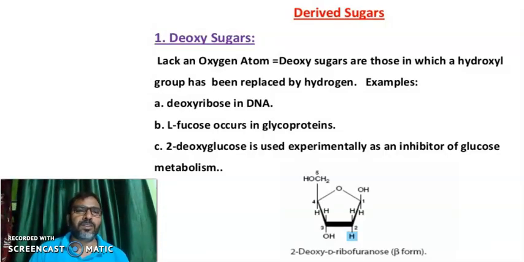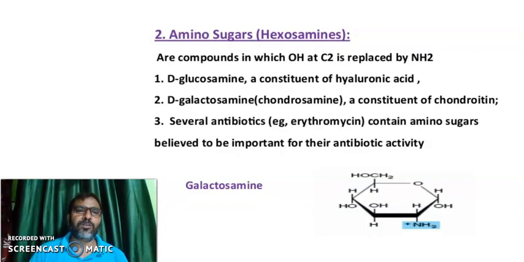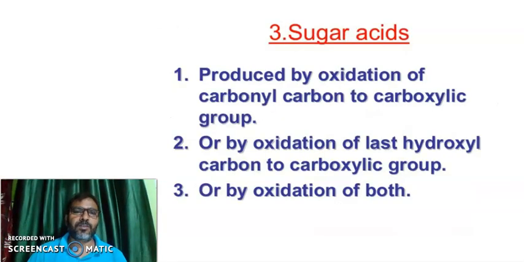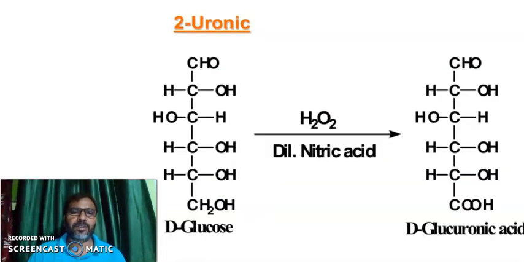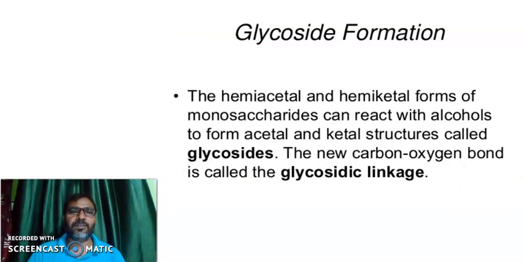Derived sugars. Deoxysugars lack an oxygen atom; they are those in which a hydroxyl group has been replaced by hydrogen, for example deoxyribose in DNA. Amino sugars are compounds in which the OH at carbon 2 is replaced by NH2. Sugar acids are produced by oxidation of the carbonyl carbon to a carboxylic acid. So you see the aldonic acid, the glucuronic acid, and the aldaric acid, the glutaric acid.